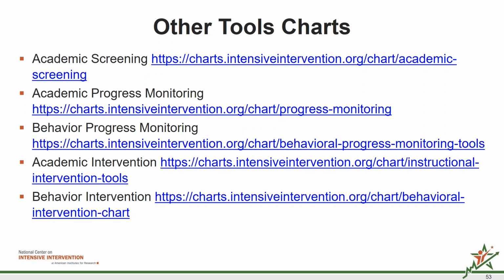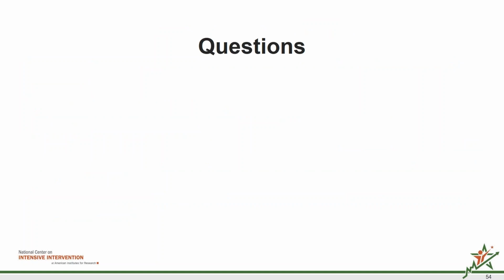And up here are just some links to the other tools charts that are available on the center site. Again, we have one on academic screening, one's on both academic and behavior progress monitoring, and academic and behavior intervention as well. So again, all structured very similarly, so you can get similar kinds of information about tools, but with different review criteria that the different folks looked at. So I realized that was a quick overview of those charts, and we welcome any questions.